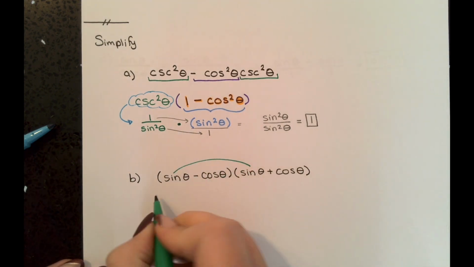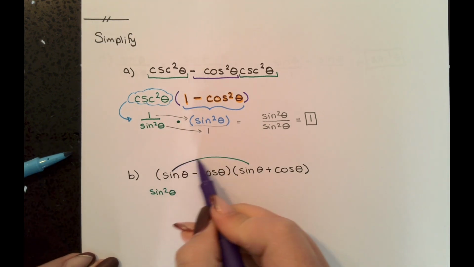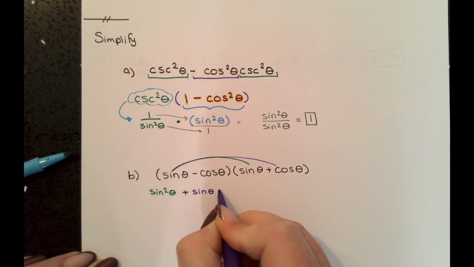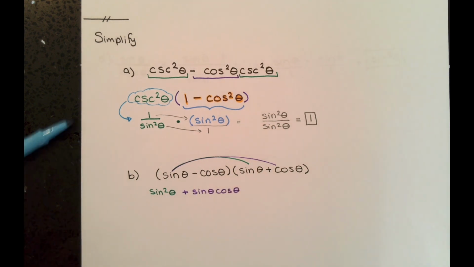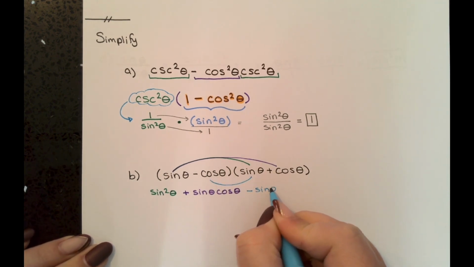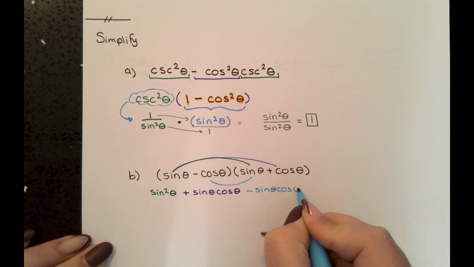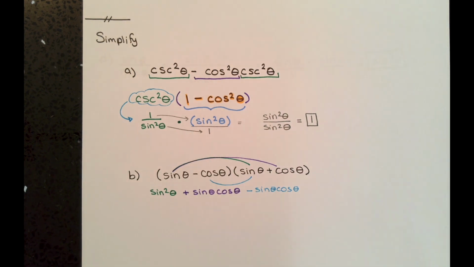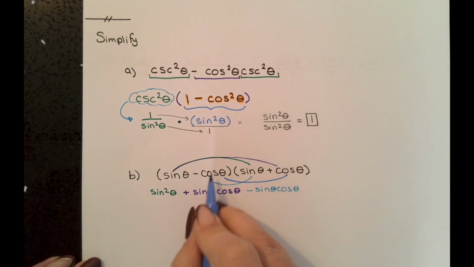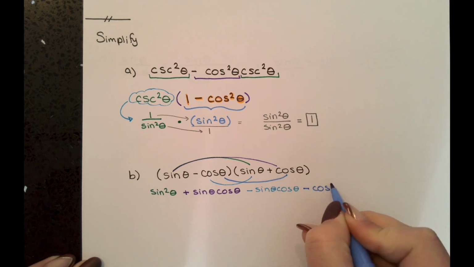Sine times sine is sine squared of theta. Sine times cosine is a positive sine of theta, cosine of theta. Negative cosine times sine is negative sine of theta, cosine of theta. Sorry, I keep saying squared, it's not. And the very last one, will I have enough colors? Perhaps. Negative cosine times a positive cosine is a negative cosine squared of theta.